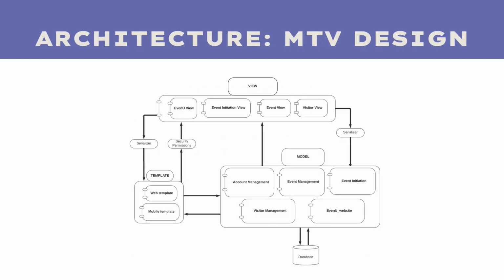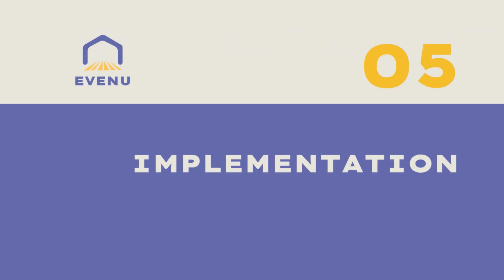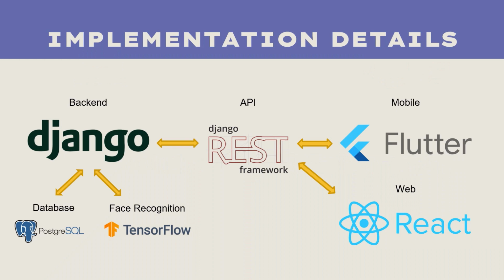Finally, this is the full architecture of the system, which basically implements the MTV pattern. So now we're going to move on to the implementation or the development. When it comes to the development, on the back end, we used Django, which uses the language of Python, and it was integrated with the PostgreSQL database.